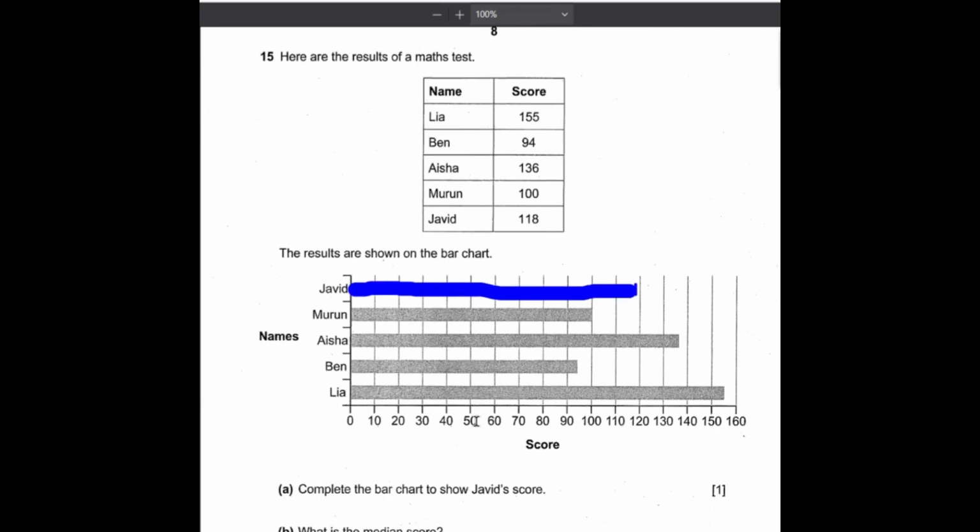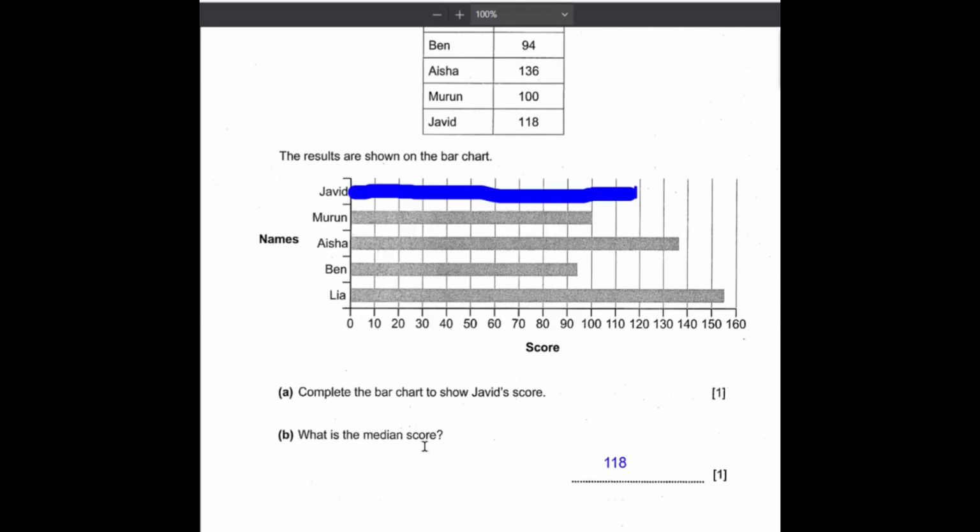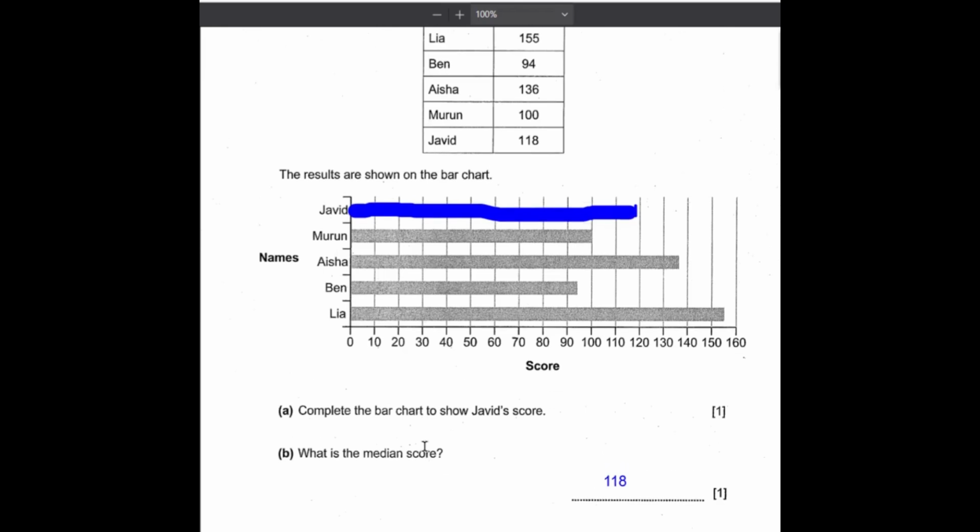Let's go to question number 8. They say here are the results of a math test. These are the results shown on this bar chart. They ask you to complete the bar chart to show Javed's score. If Javed's score is 118, then you need to see where 118 is here. Then you draw a line up to here, and then you shade with your ruler. You're going to make this one. And that's it.